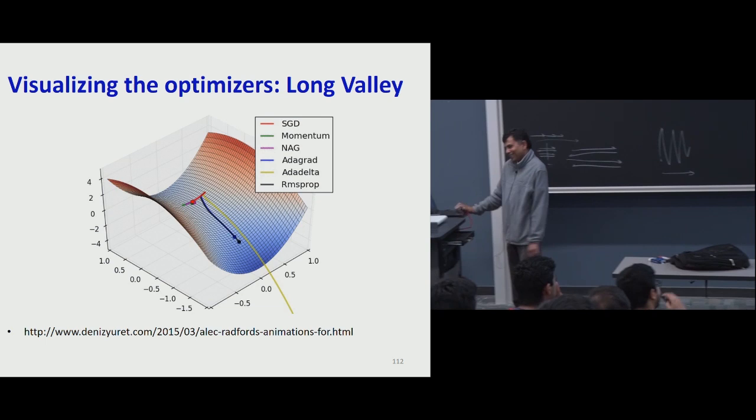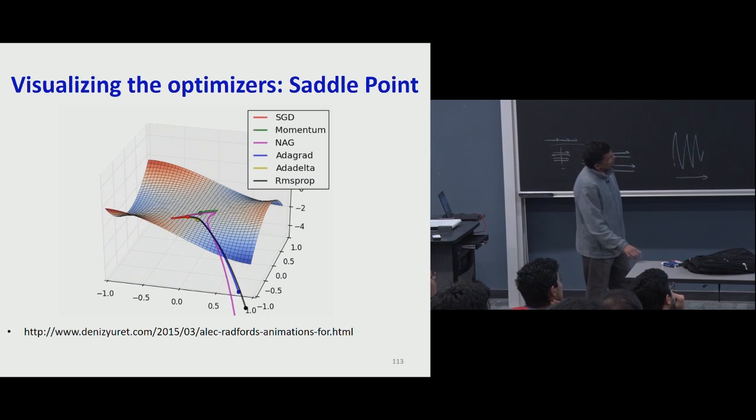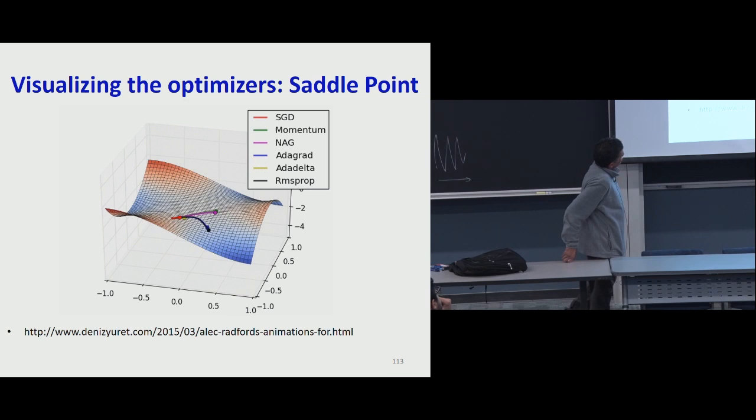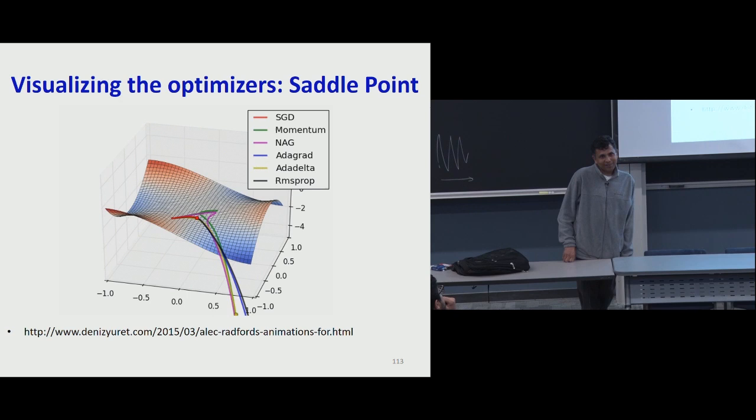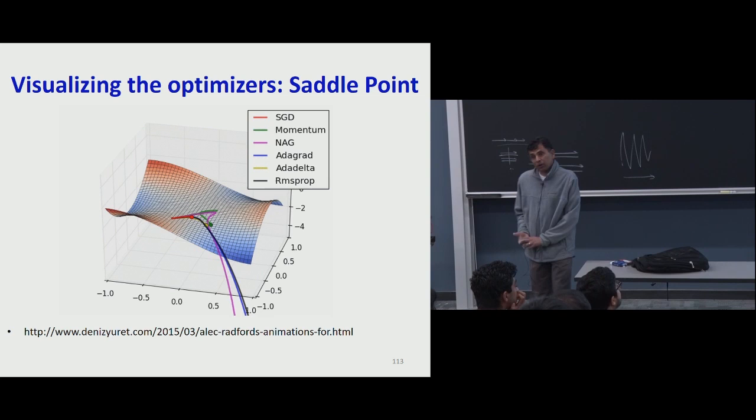Now this is another crazy function. Which one won over here? The pink one, Nesterov's method won over here. So again, why this variation in the behavior of all of these? It really depends on the loss function.